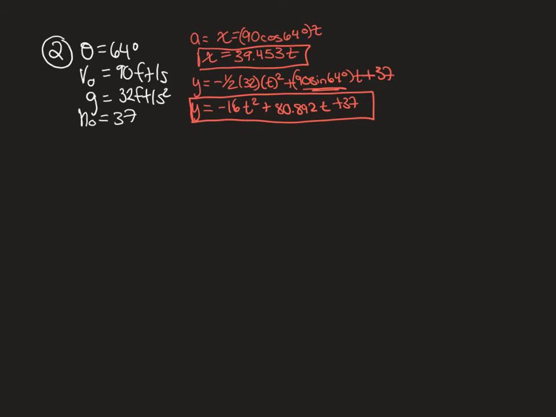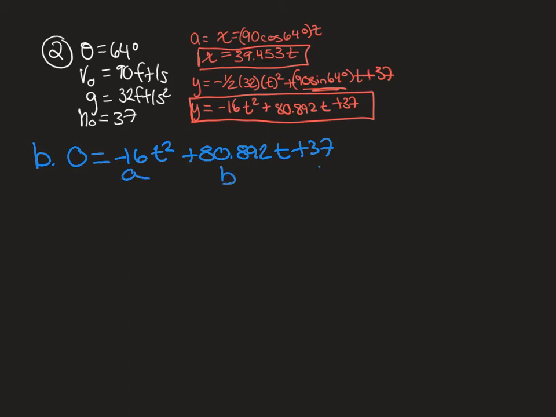Letter B says determine how long the ball's in the air. So this is where the work comes in. I'm going to say 0 equals negative 16 t squared plus 80.892 t plus 37. We're going to go way back to algebra 1. I don't want to factor this. It's not worth it. It's got decimals. We can complete the square, but I don't really want to do that. I'm just going to go back to the quadratic formula.